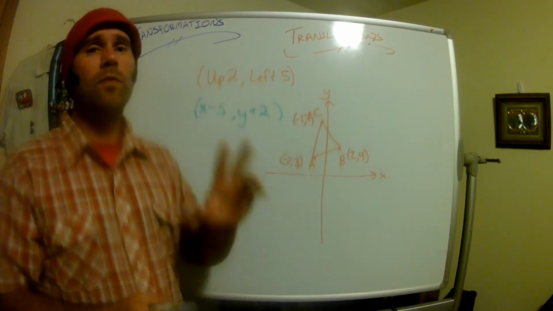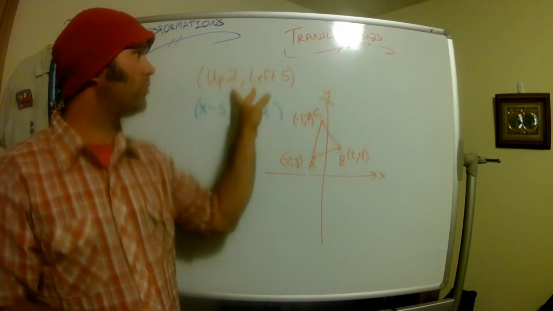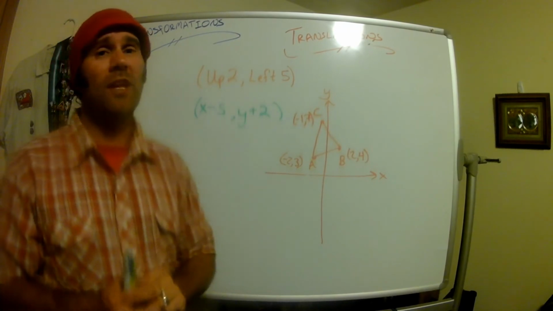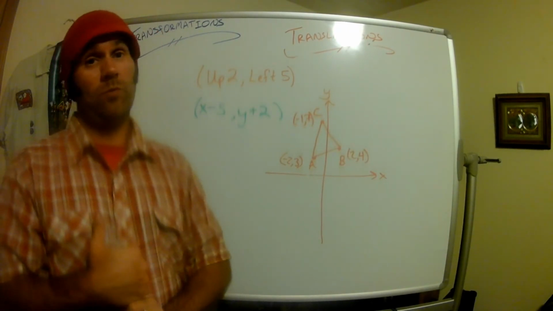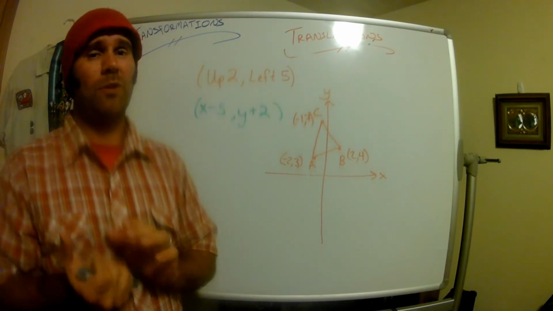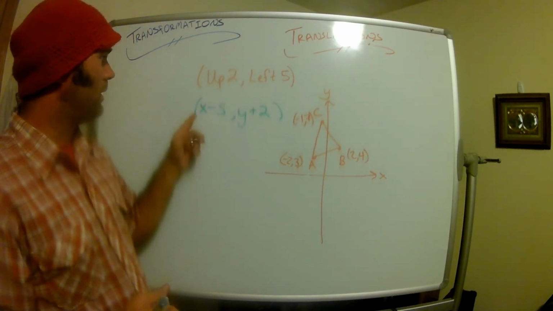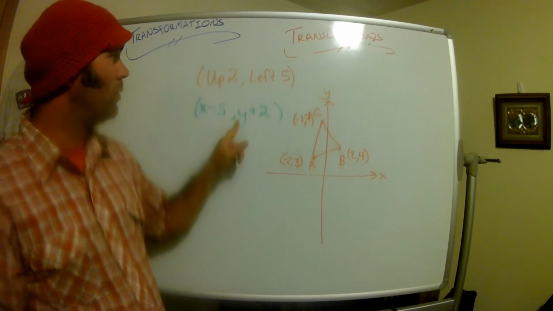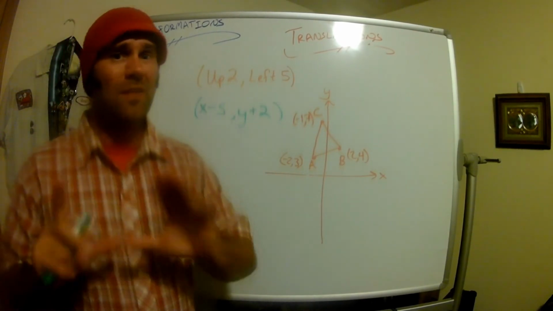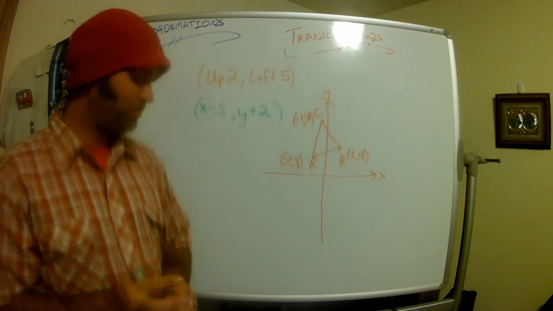So what's confusing here is these are swapped. I really should have said left 5 and up 2. Instead I said up 2 and left 5. So a common mistake would be to write x plus 2, y minus 5. That would not get you the right answer.